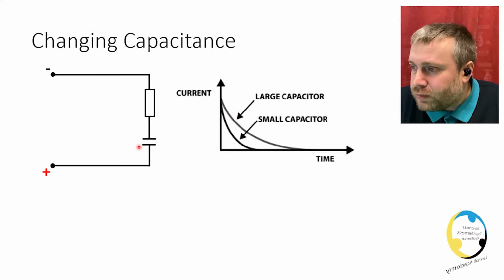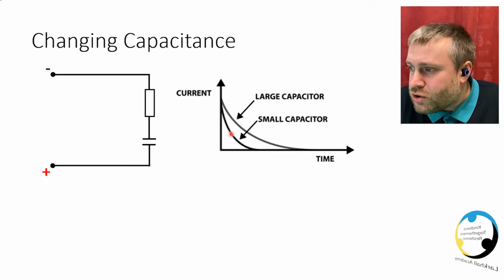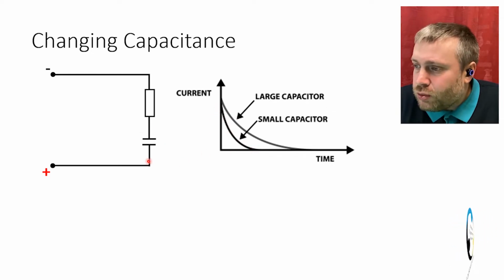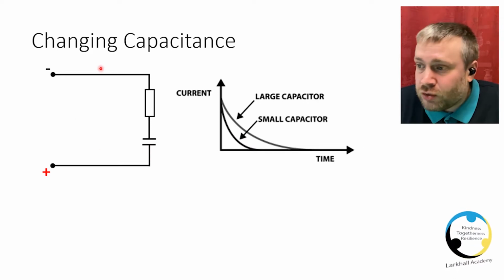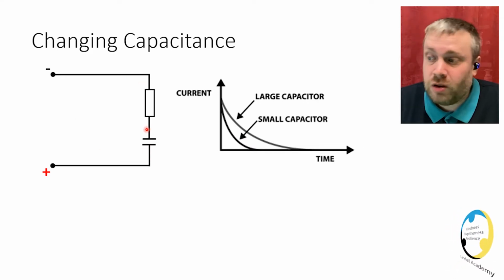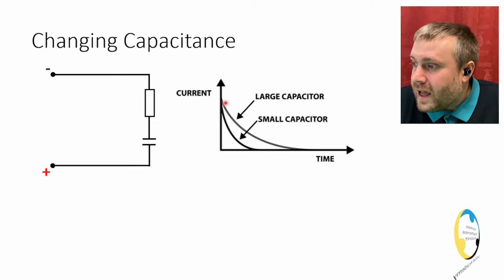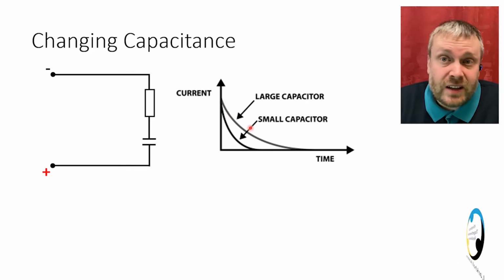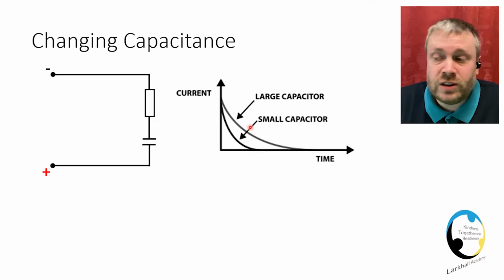However, a smaller capacitor is going to charge up much more quickly. The reason for that is that it can hold less charge, so it's going to take less time to get less charge onto the plate. Simple as that. A larger capacitor is going to take much longer to get the charge on there because there's more charge that you need to get on there.